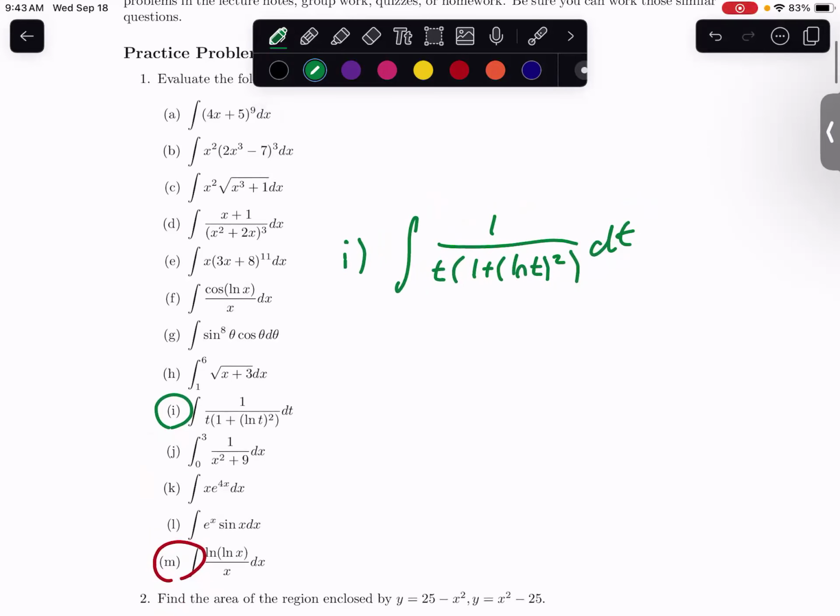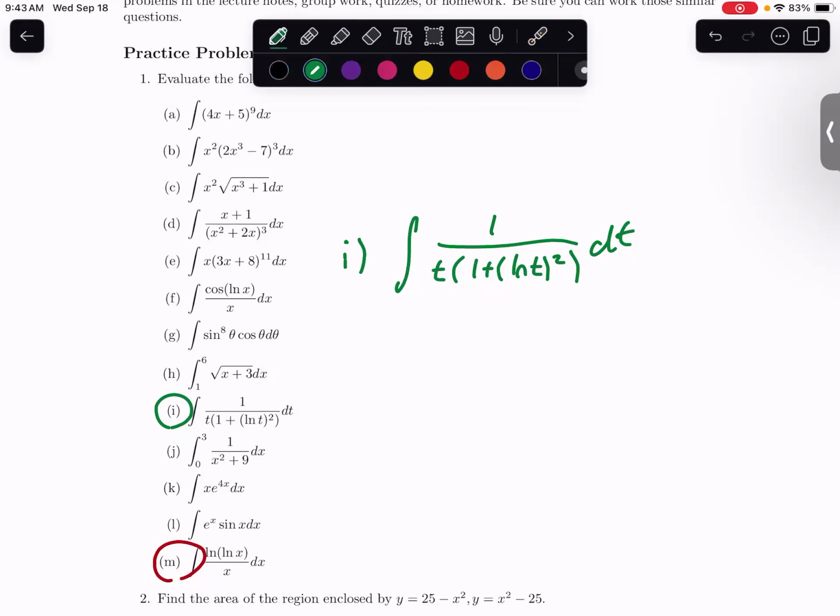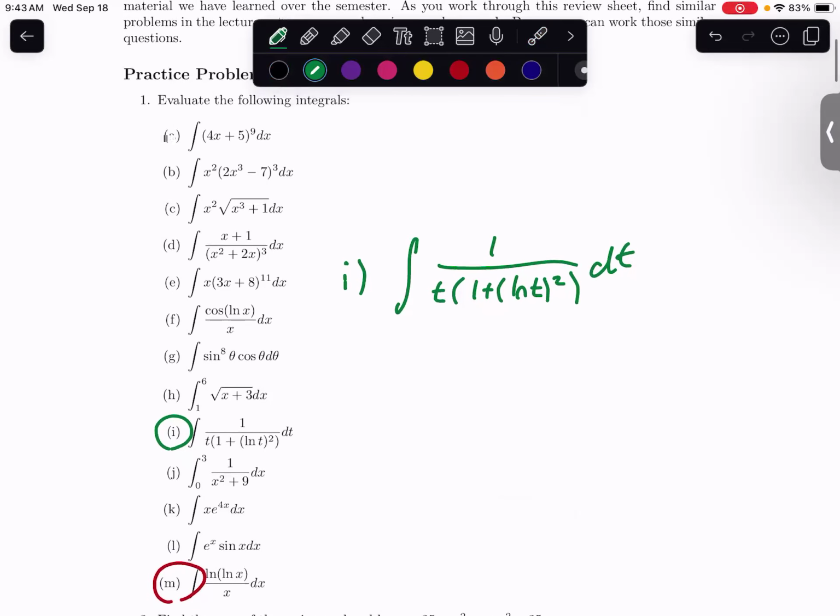So for this one, we haven't really talked about inverse trig functions that much, but the two to remember are which integral ends up being inverse tangent and which integral ends up being inverse sine. For this one, ignoring the 1 over t, we have something of the form 1 plus something squared, which makes it look like 1 over 1 plus x squared, which we know is inverse tangent.